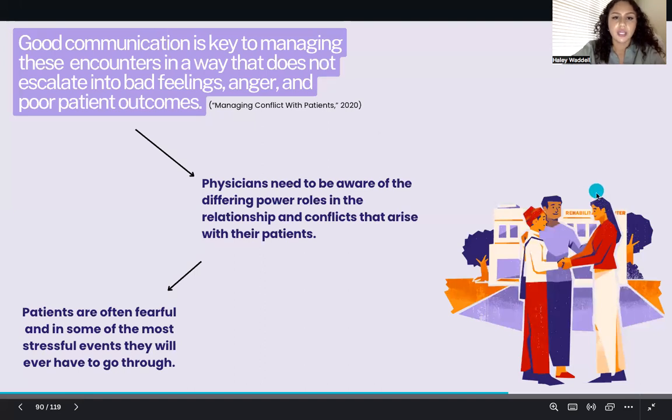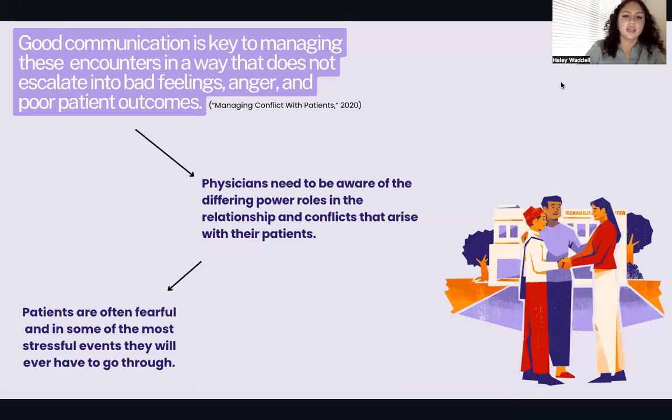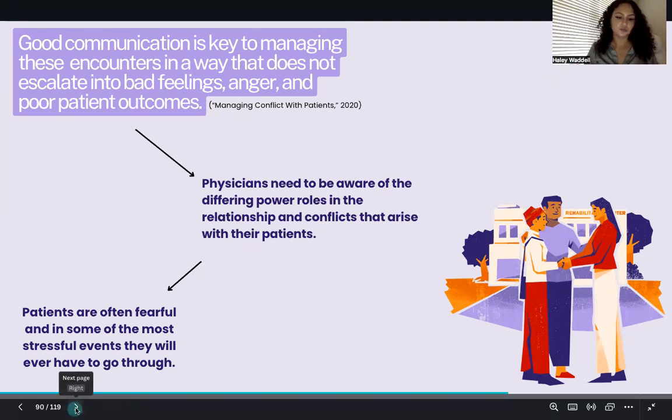So, good communication is key to managing these encounters in a way that does not escalate into bad feelings, anger, and poor patient outcomes. Physicians need to be aware of the differing power roles in the relationship and conflicts that arise with their patients. Patients are often fearful in some of the most stressful events that they'll ever have to go through. So you as the provider have to bring that calmness and that neutrality into it to bring down the emotions.